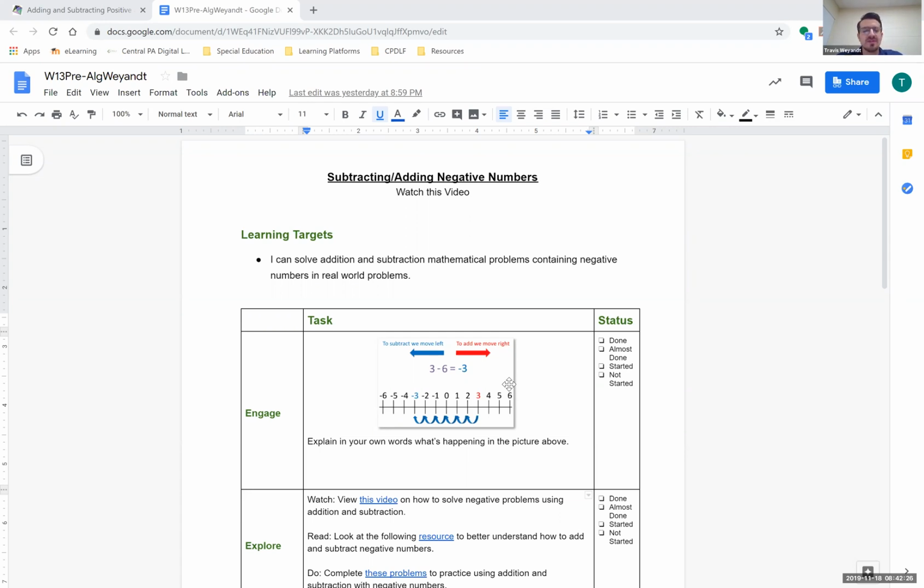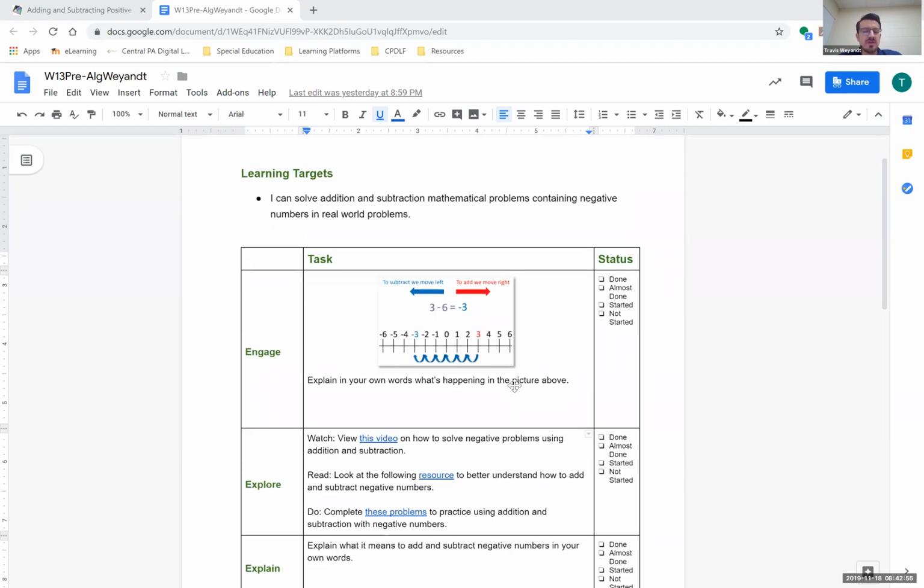So what I decided to do this time around is go back and just reteach a lesson and give some more foundational concepts to this idea of subtracting and adding negative numbers. So the learning target looks a little different than the last lesson: I can solve addition and subtraction mathematical problems containing negative numbers in real world problems. So again, we're still centered around the idea of real world, but I want to take a step back and see if you really truly understand how to add and subtract mathematical problems containing negative numbers.